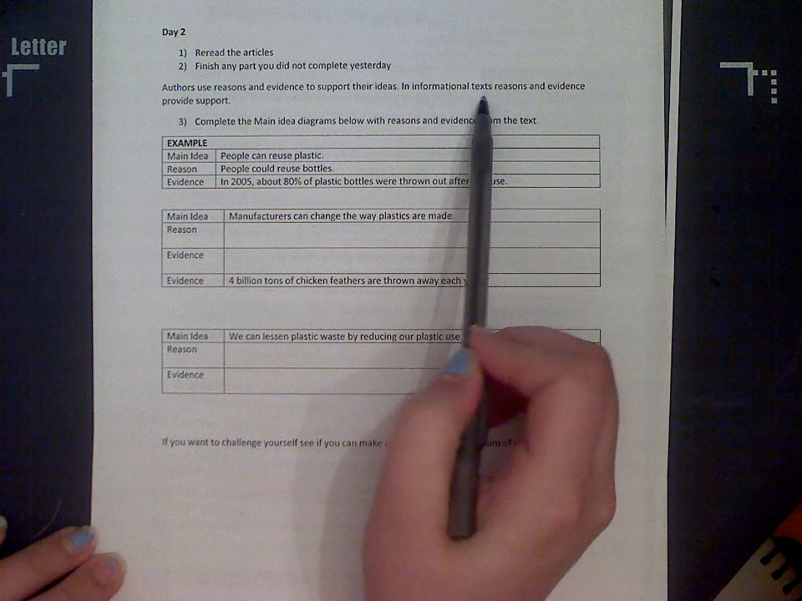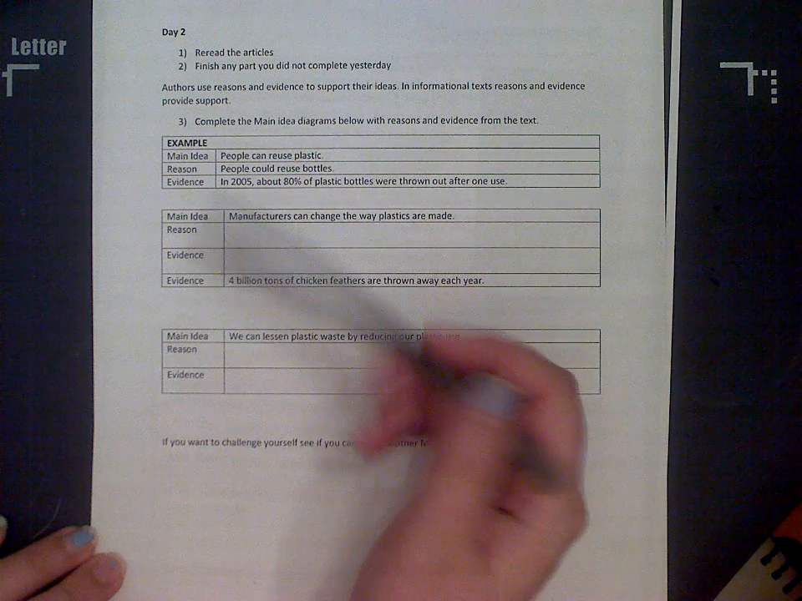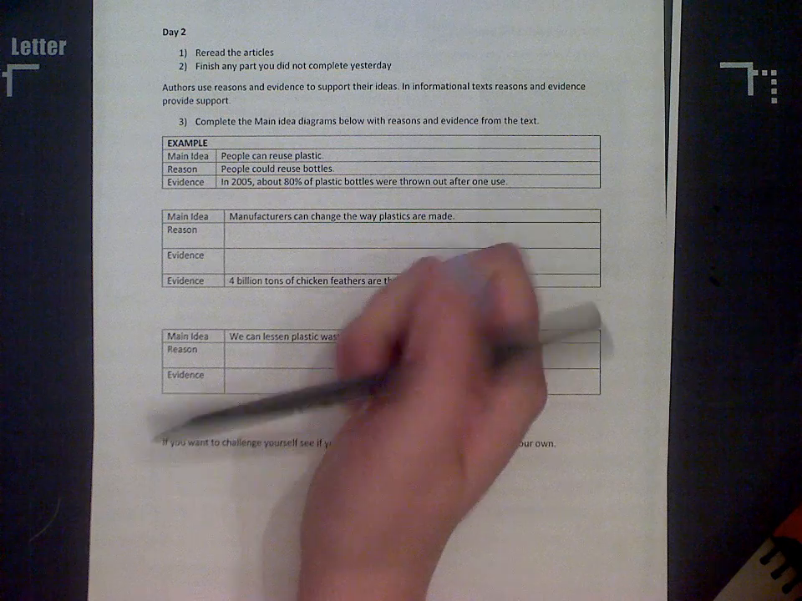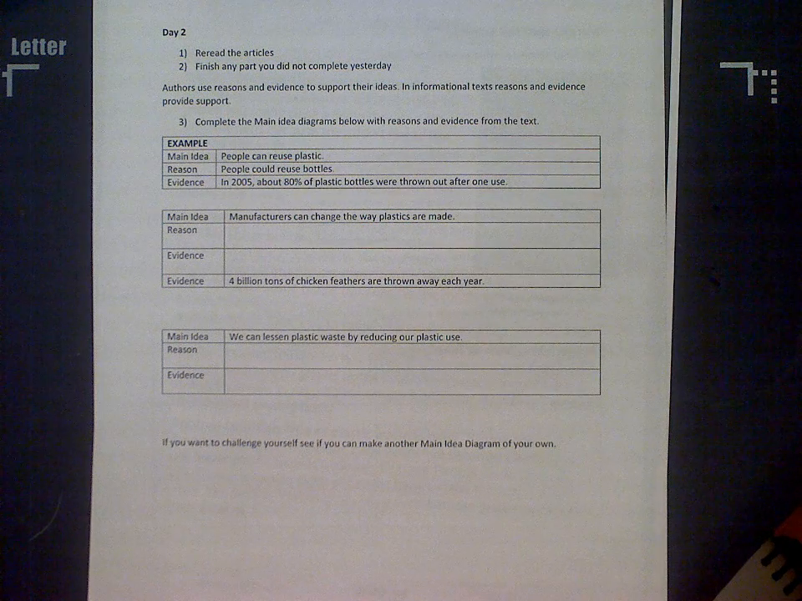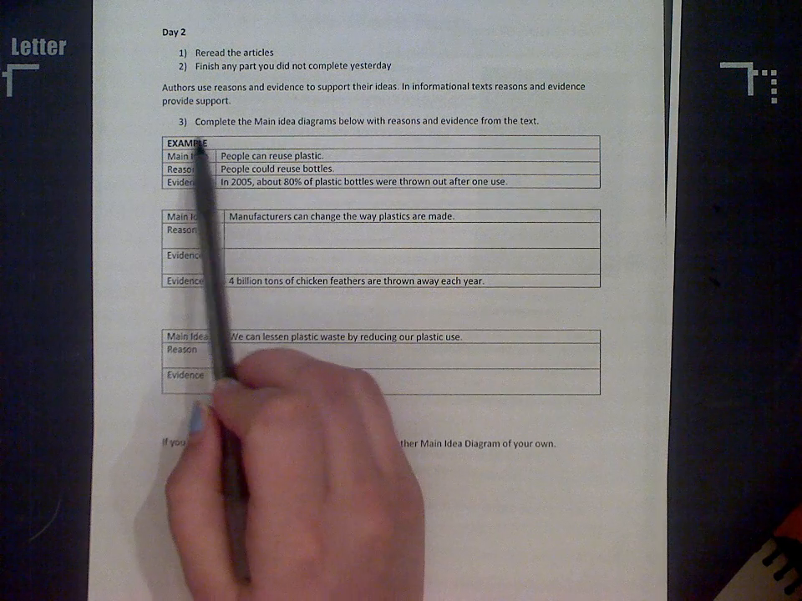Now, authors use reasons and evidence to support their ideas. In informational text, reasons and evidence provide support. So, the information we've been reading was informational, it was informing us, but it was also persuasive. They were trying to persuade us that we have a problem that we need to fix. Okay? And here's what we're going to be doing today.